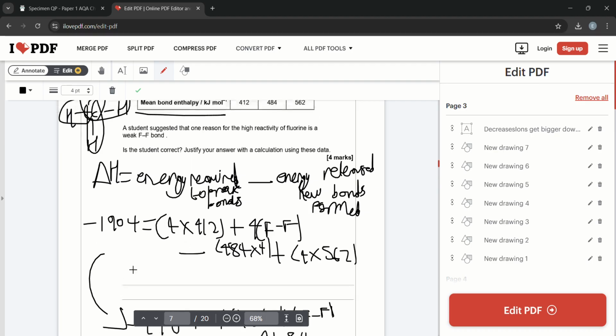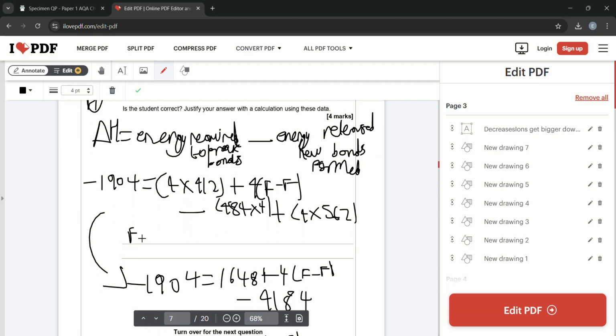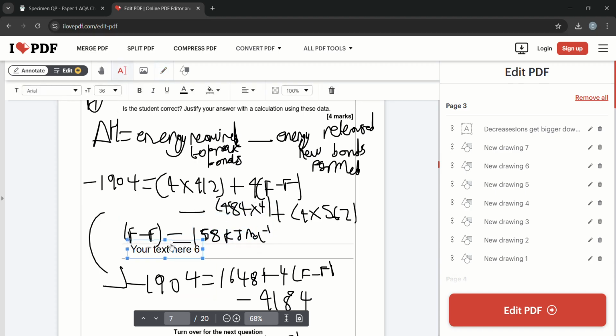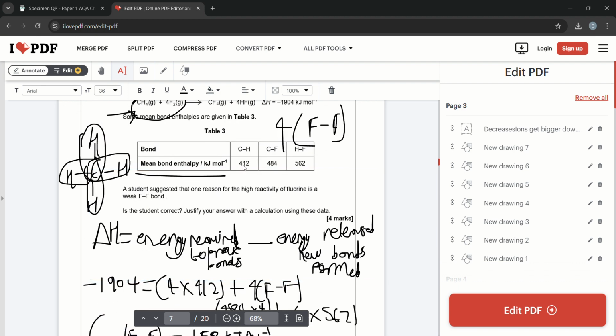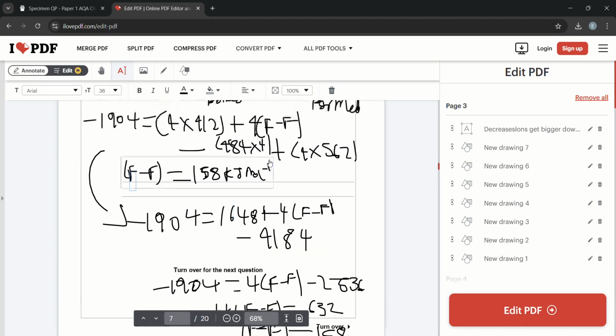Now this is a bit of a weird one. I did want us to calculate it, but it really wants an explanation. So I guess 3 marks for the calculation and then 1 or 2 marks for the explanation. If we compare what we just worked out for fluorine to everything else, it's significantly less than the CH bond enthalpy, the CF mean bond enthalpy and the HF mean bond enthalpy.